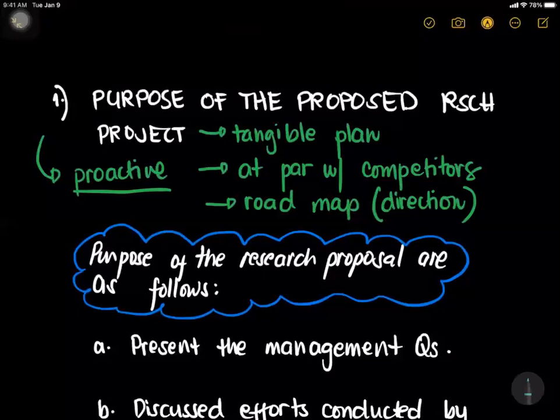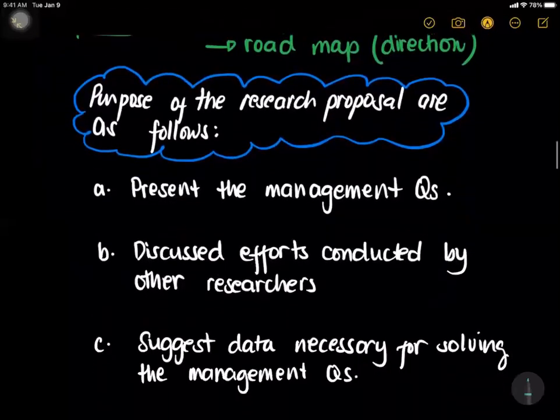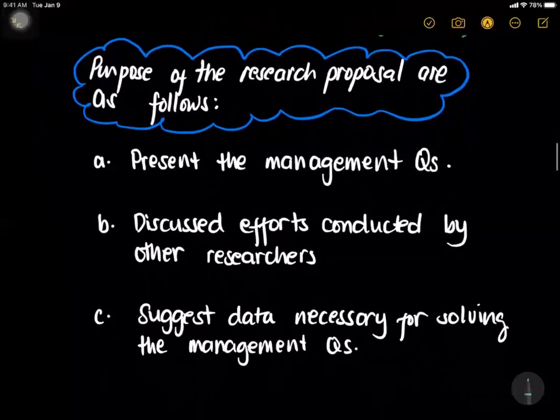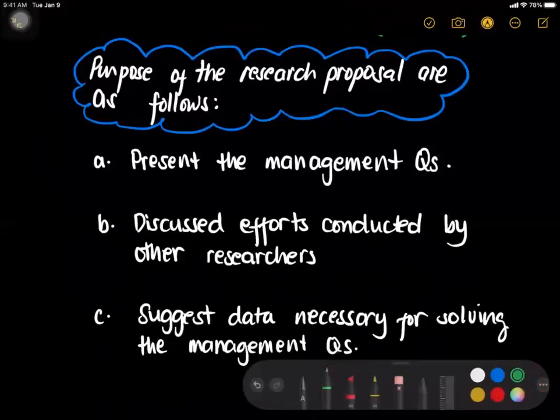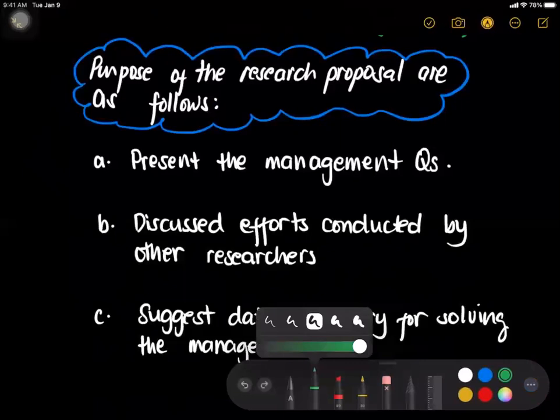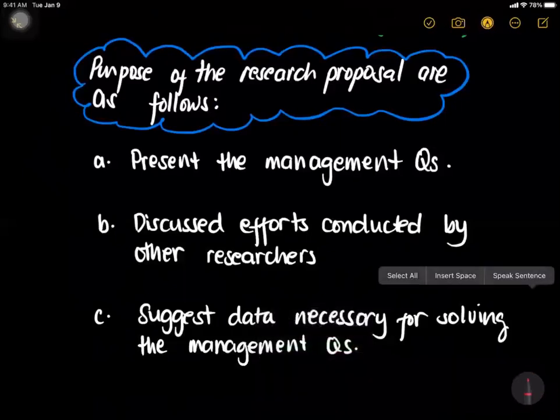Okay, now, let's go specifically to the purpose of the research proposal. When you state the purpose of your research proposal, the following elements should be present. I mean, these are non negotiable. You might add more, but you cannot miss all these three important things. So the very first one on our list is present the management questions.